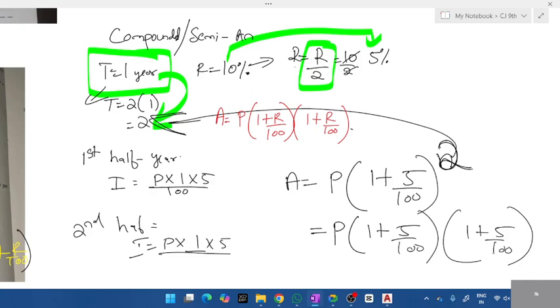Is it clear, students? Do you have any doubts in this? All of you understood? Good. Was Ananya present today? Did she come to school? Ananya is not responding.